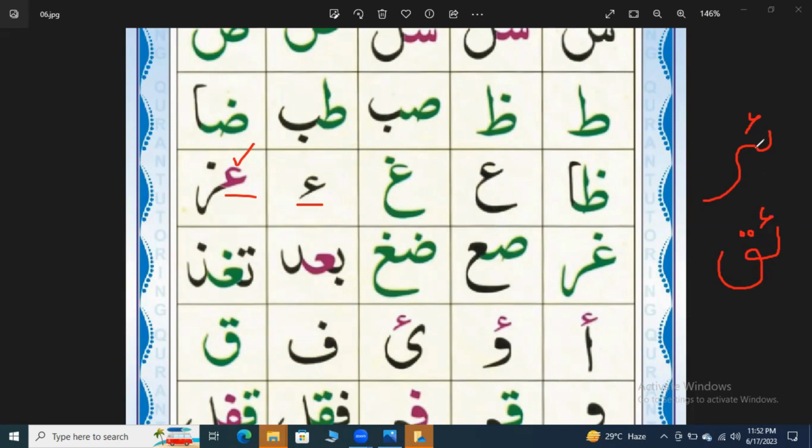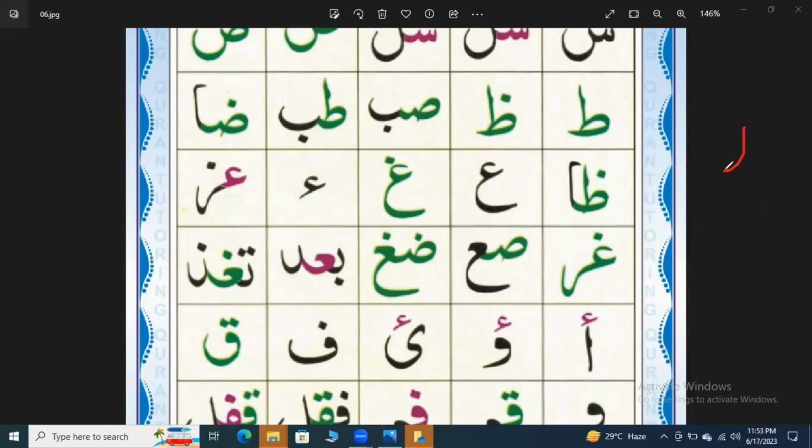If I try to write Ain with the Ra, Ain will not be written like this. Ain will be directly joined with the Ra. But Hamza is not joined directly with the Ra, it is joined through an extra shape with the Ra, like this. Look, this extra shape is joined with the Ra, and on the top of that, this Hamza is written. This is the Ra.